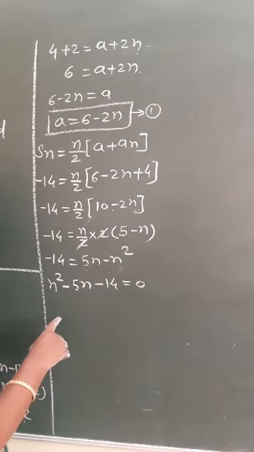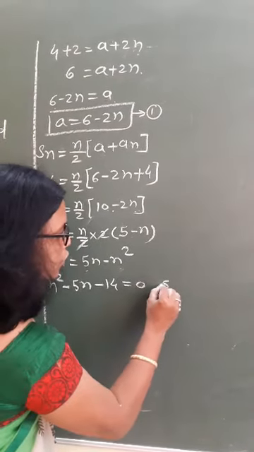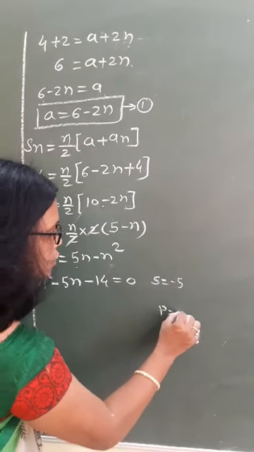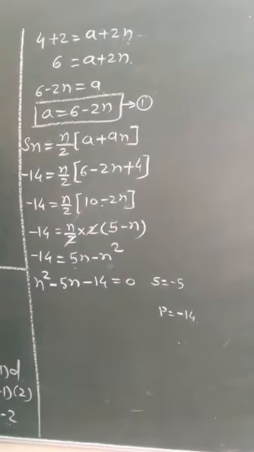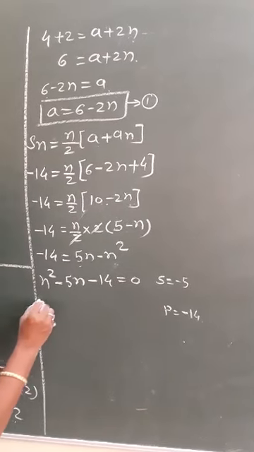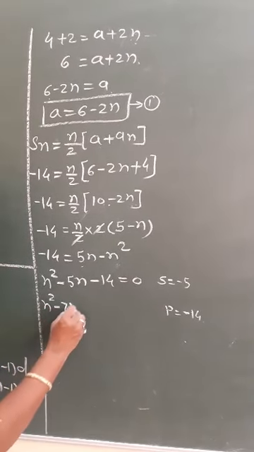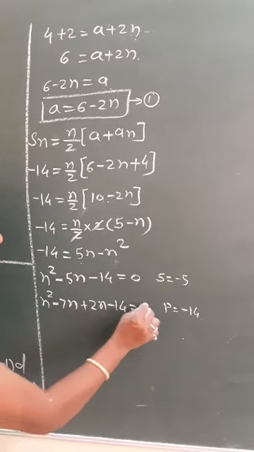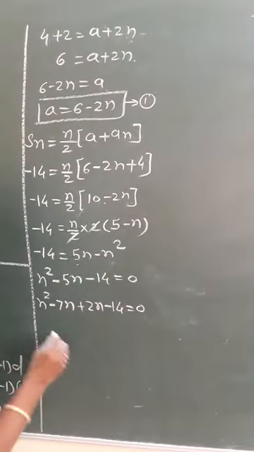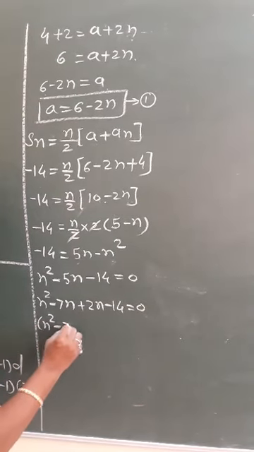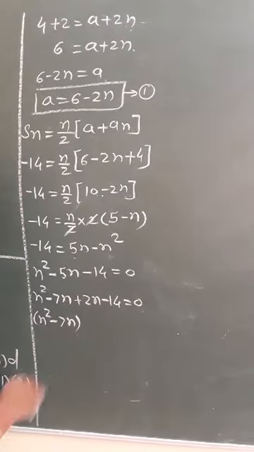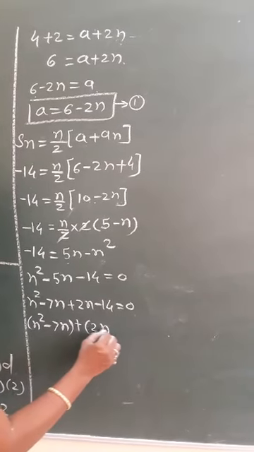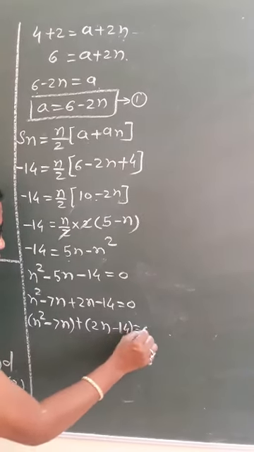Okay. Here again you are finding it is a quadratic. Means here you want sum is minus 5 and product is minus 14. Can you tell two numbers? 7 twos are 14, means n square minus 7n plus 2n minus 14 is equal to 0. Okay. So here again grouping: n square minus 7n in first bracket. Here is a plus, there is no change in the sign. In the bracket 2n minus 14, which is equal to 0.